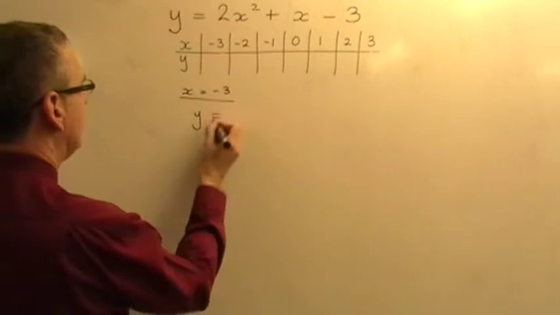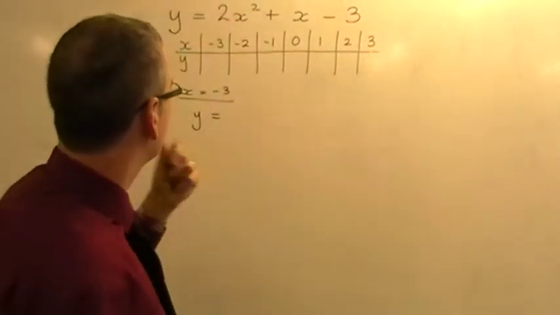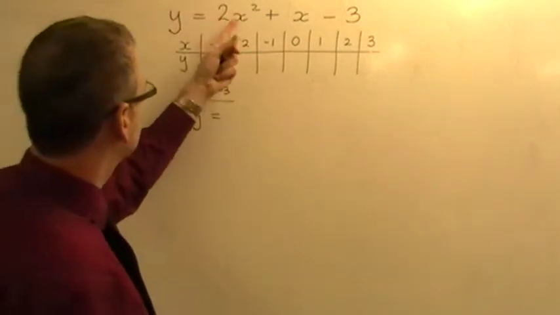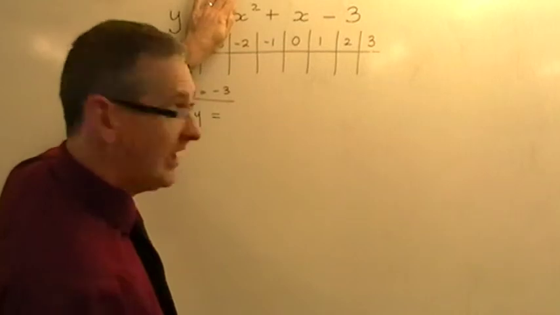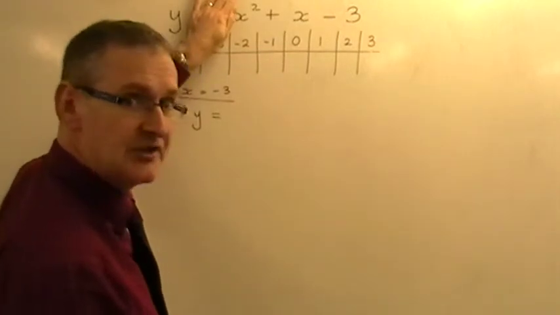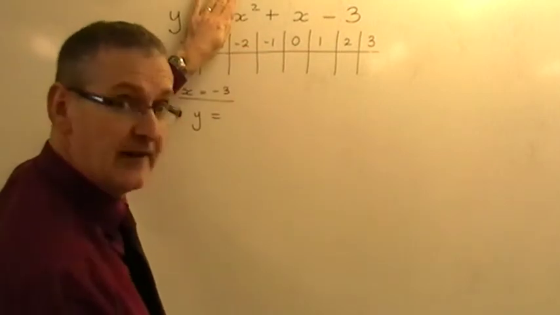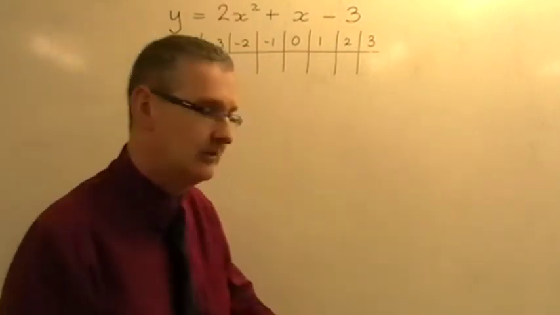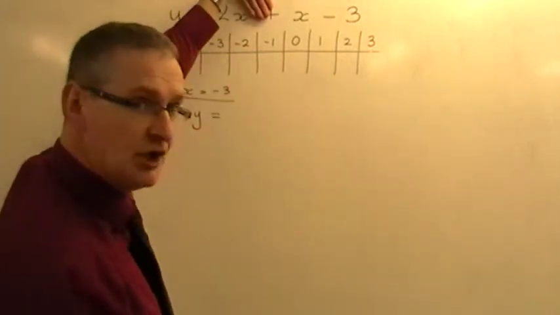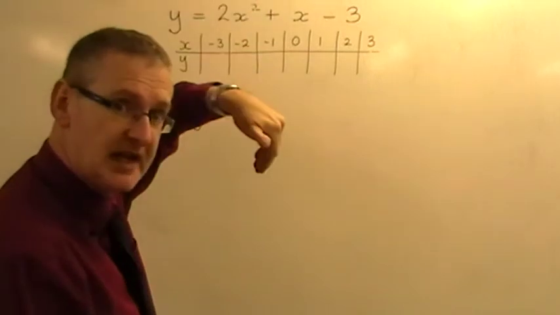So the y value will be equal to, well, we've got to use this equation now to work out the y value. So the y value will be 2 lots of x squared. 2x squared means you work out the x squared and then you double the answer. So you say x squared first and then double it. What you don't do, and this would be wrong, is say let's work out what 2x is first, 2 times x, and then afterwards square the answer.